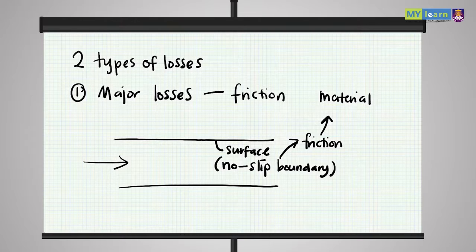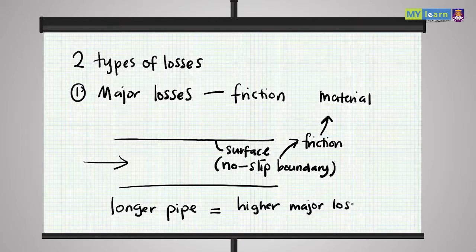So in this case, the longer the pipe, the higher the number of major losses. Okay, so we are going to go for the second one. The second type of losses is called minor losses.